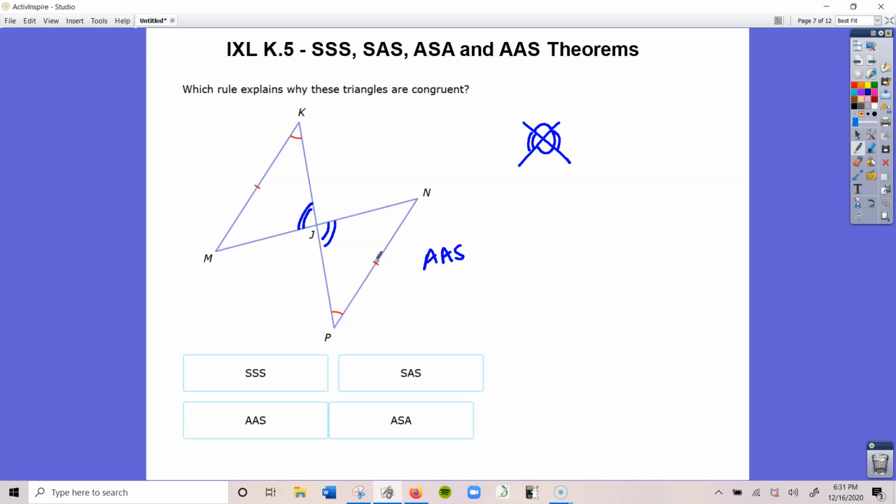You could have also started from here and said this is SAA. This is obviously not one of my rules, but if you just reverse it, AA, read it backwards, AAS, then it's that.